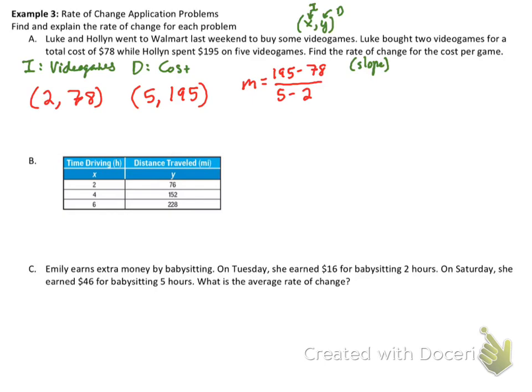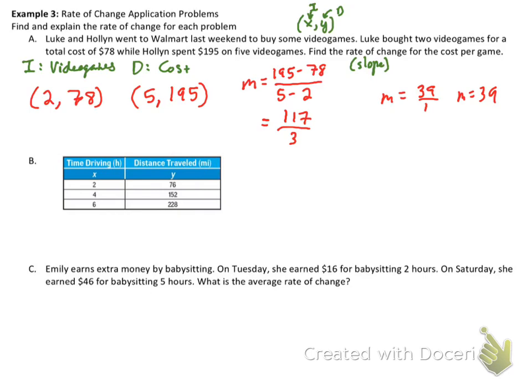So then I'm going to calculate this slope. I'm going to take 195 minus 78, and I'm going to get 117. And on the bottom, I'm going to take 5 minus 2. I'm going to use my calculator and simplify this. And the slope is going to be 39 over 1, or 39.